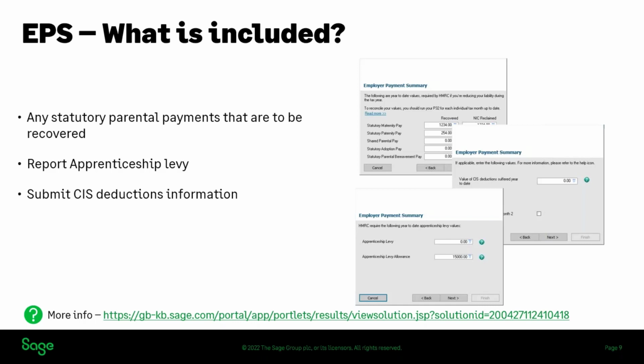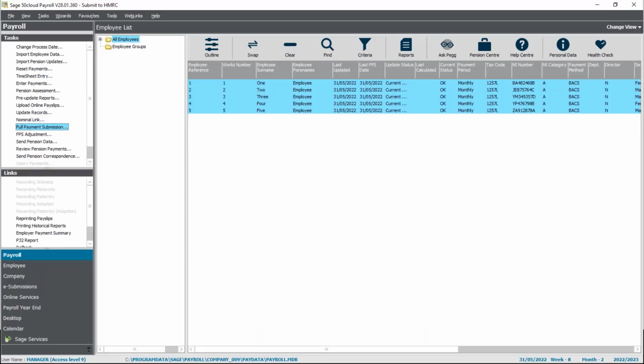Okay, that's an EPS. So let's jump back into the program now and let's have a look at submitting an EPS. So here we are back in our program. Now you would submit an EPS at the end of each month. Even if you've got weekly payrolls, you'll see when we go through, there's only an option for monthly, but we'll go into more details about the EPS as we go through and submit one.